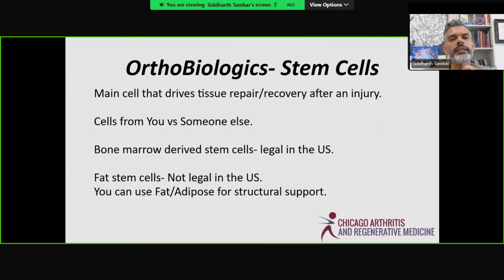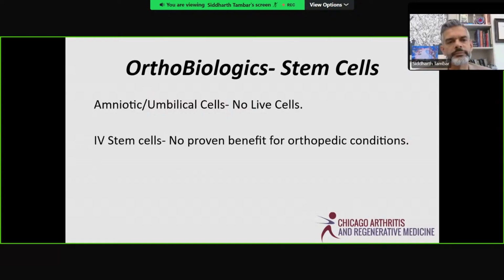In this country, you can get versions of fat where it's sort of pulverized or microionized so that you have, it's not really a stem cell concentrate at that point, but it's an adipose product, fat product that has some stem cells, some other growth factors. Very helpful if you're trying to treat tendon injuries that have been torn.